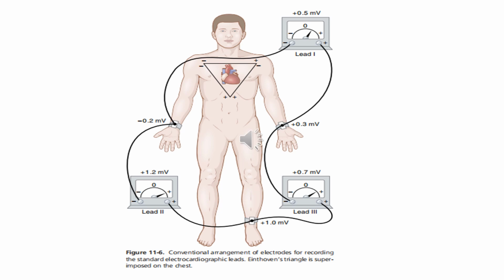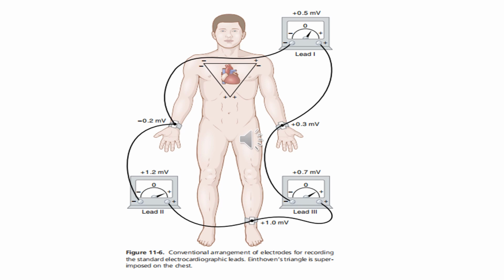For instance, let us assume that momentarily, as noted in Figure 11.6, the right arm is minus 0.2 mV, negative, with respect to the average potential in the body. The left arm is plus 0.3 mV, positive, and the left leg is plus 1.0 mV, positive. Observing the figure, one can see that lead 1 records a positive potential of plus 0.5 mV because this is the difference between the minus 0.2 mV on the right arm and the plus 0.3 mV on the left arm. Similarly, lead 3 records a positive potential of plus 0.7 mV.